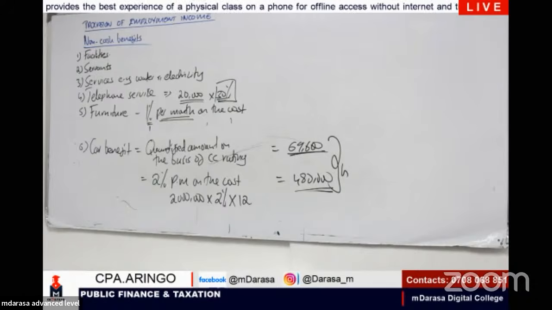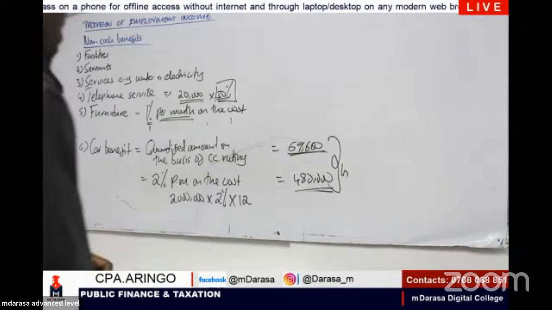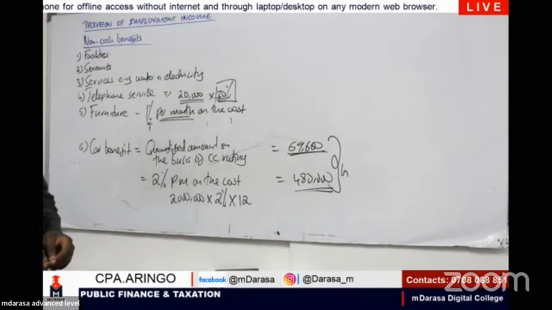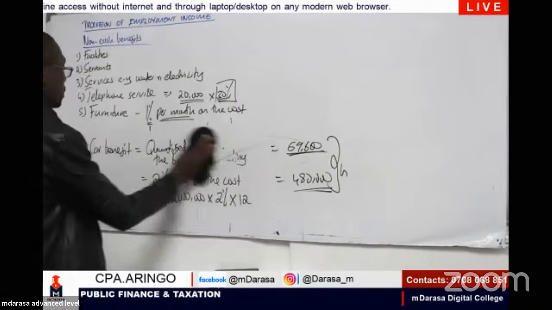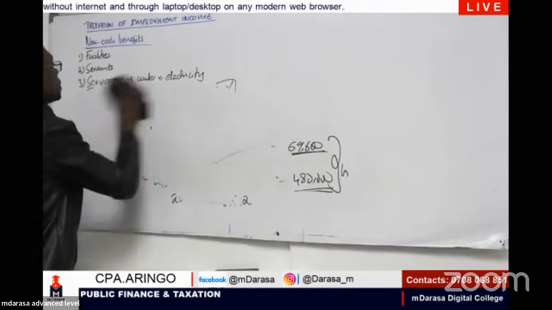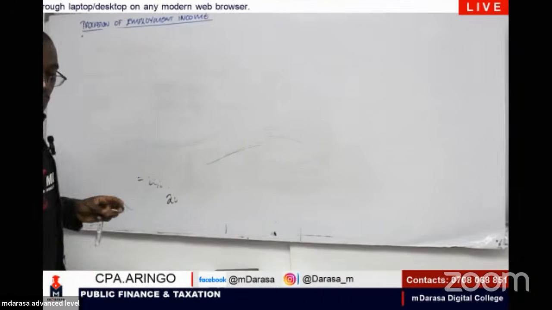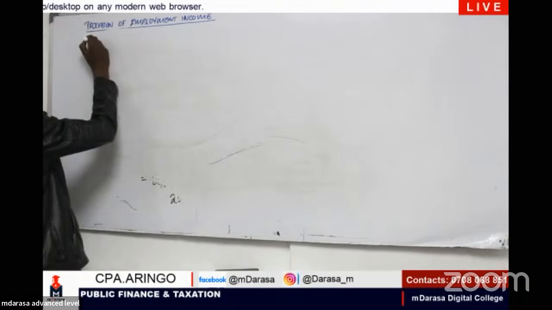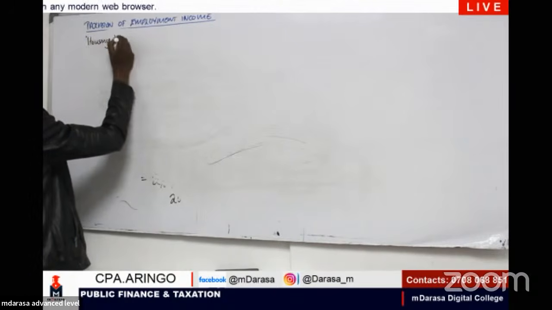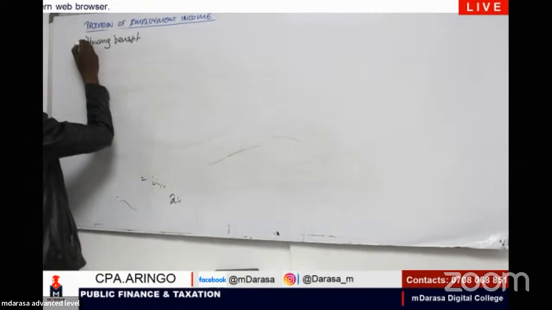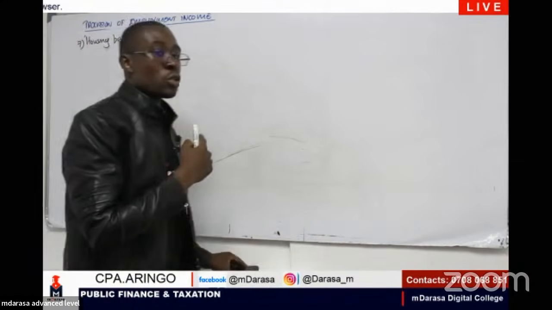Now, unless any other question on that, we proceed to the next benefit, which is housing benefit. Also very important, always very important as well. Housing benefit. So allow me to erase this point. That is number 7, the housing benefit. This one is also very vital because it will literally guide us all through as we proceed.